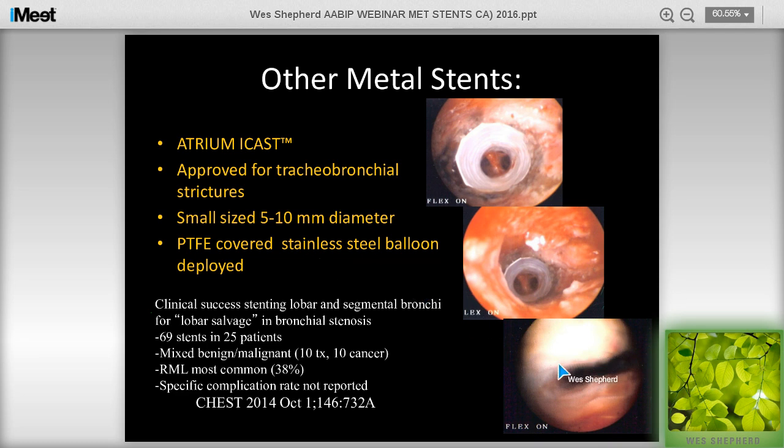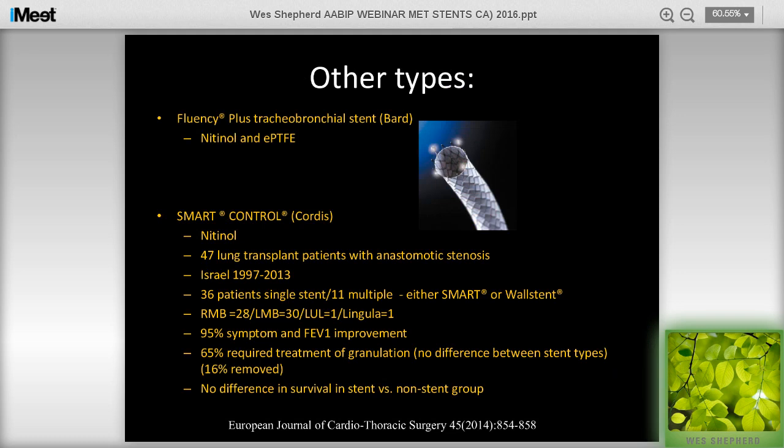And remember, this is a stainless steel balloon-deployed stent, so it doesn't have significant recoil. So when the patient had coughed and compressed the stent, it remained compressed. So there are definitely properties about this particular stent that would make me have some concern about long-term use in the airway.